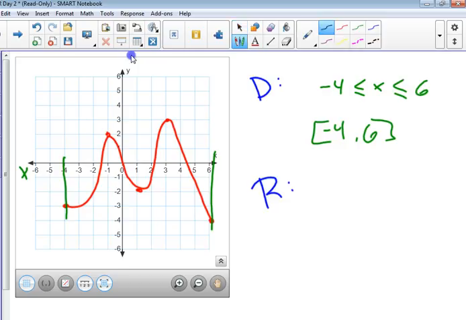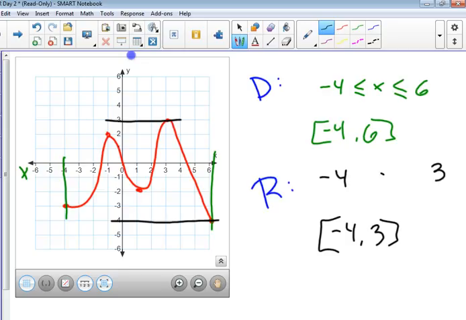Okay, so what about the range? What was the lowest number to the highest number? Good job. You have -4 to 3. Super. And then you use your brackets: -4 to 3, or the range -4, 3. You have a y between, and you just fill in.